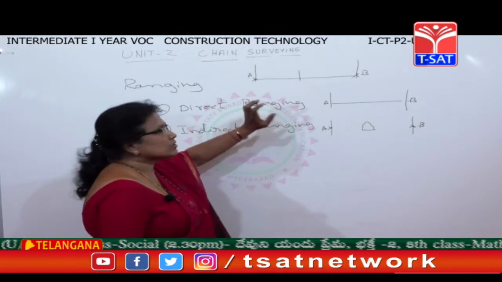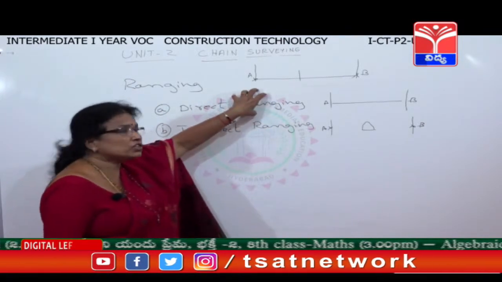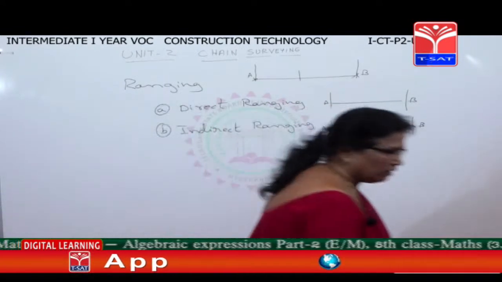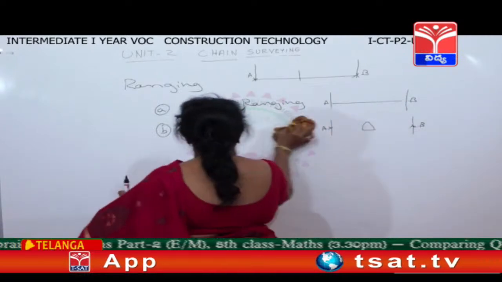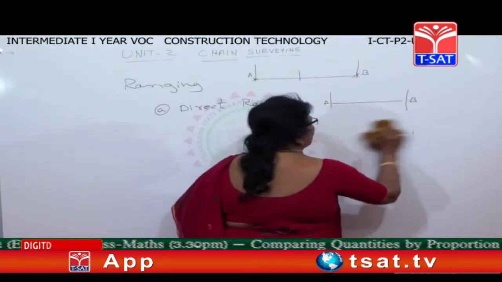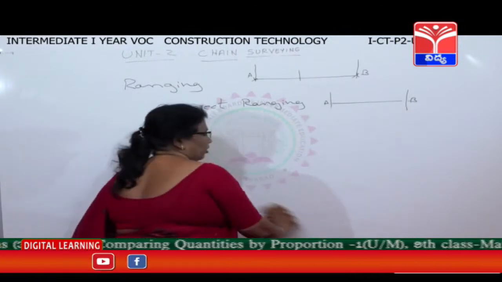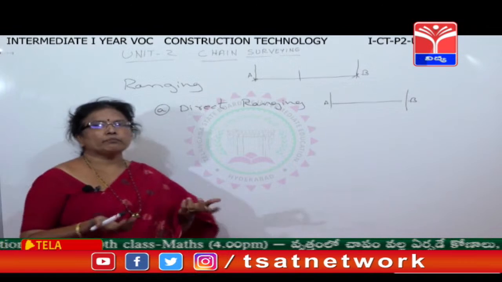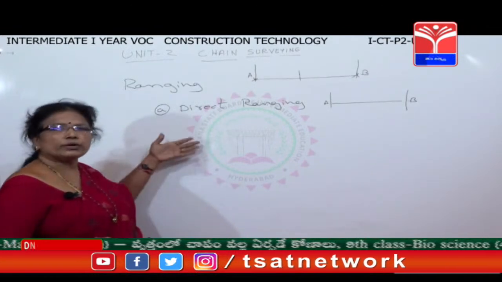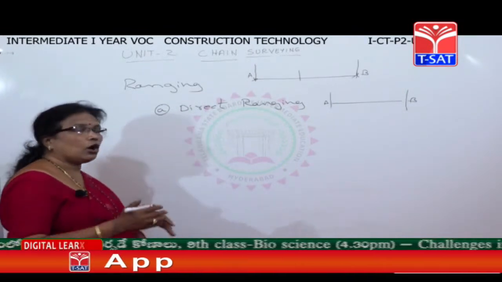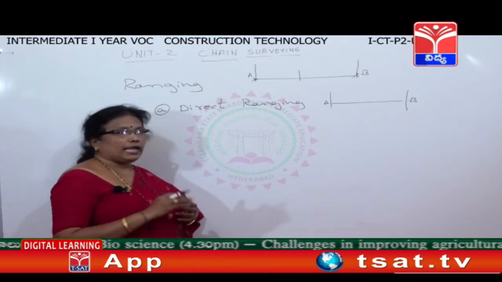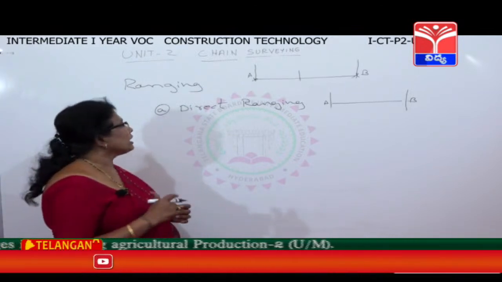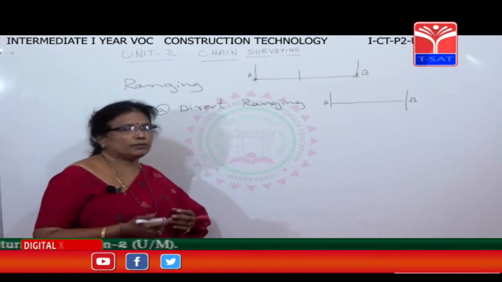Now this is a 6 marks question. Let us see how direct ranging is done and how indirect ranging is done. In the exam, they will ask you what is ranging, what are the different types of ranging. Explain any one method. So you can explain any one method, or you may get a question like explain only indirect ranging, or explain direct ranging. Like that also they may ask you.